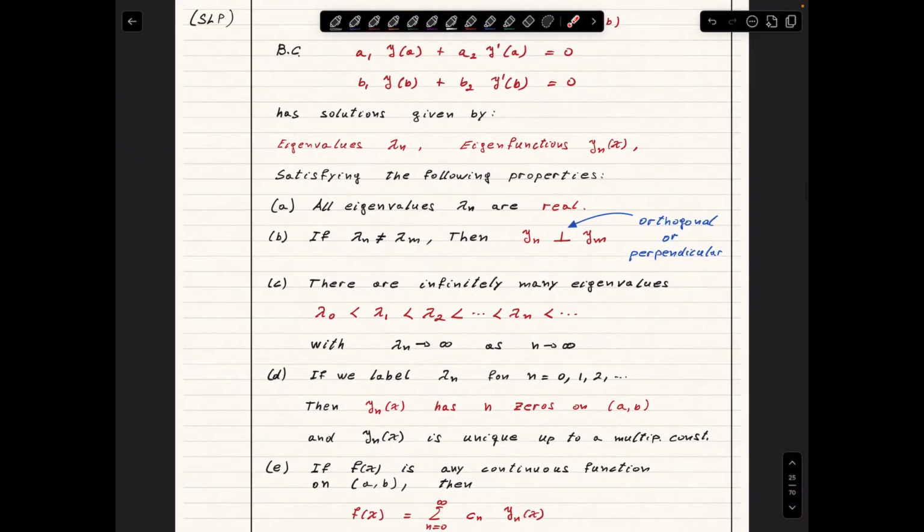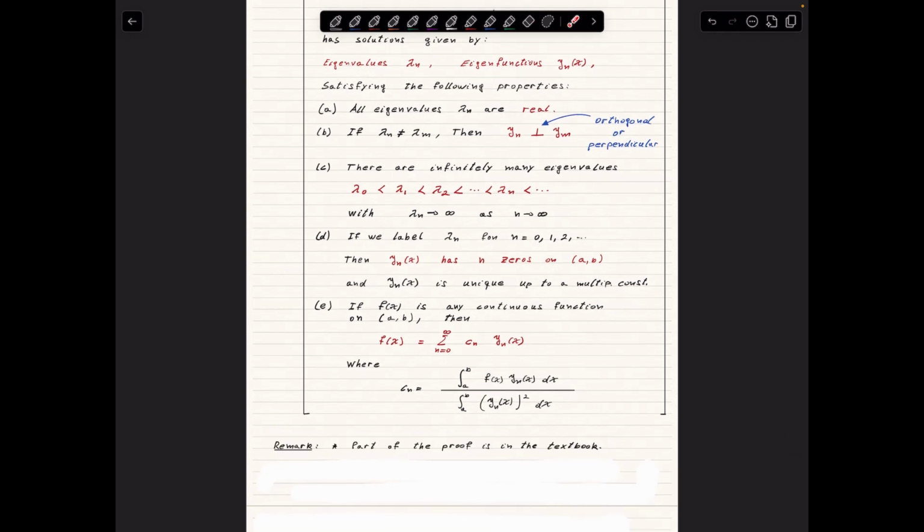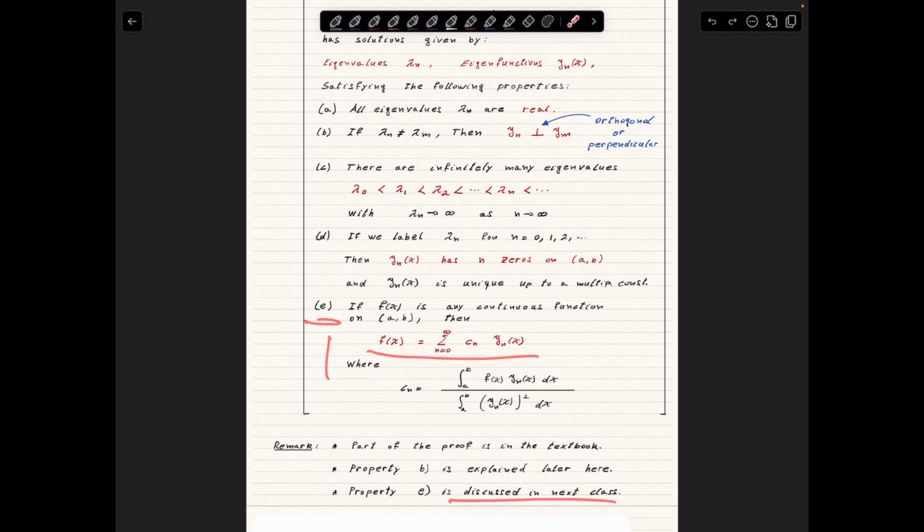So a regular Sturm-Liouville eigenfunction problem has solutions, and they have all these properties. Part of the proof of this statement is in our textbook, essentially all the properties up to property D. For property E, we give a reference where you can see the proof. Property B will be explained later. Recall, property B is this property of orthogonality that we need to go over later. And property E, the expansion property, will be discussed in the next video.